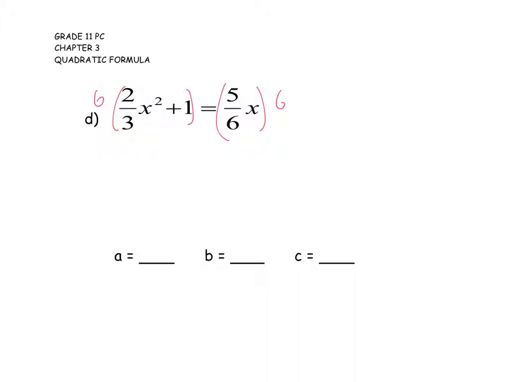Alright, and next step we're just going to basically multiply this in. So this 6 divided by 3 is 2. So you have 2 times 2x squared. So you're going to have 4x squared. There's no denominator on the 1, so you just multiply the 6 times the 1, which gives you 6. And here the 6 divides the 6 and cancels itself out, so what you're left with is 5x. Okay, so again you want equals 0 on one side, so I'm going to move this over here. So what you're going to have is 4x squared minus 5x plus 6 equals 0. And now your values of a, b, and c are all figured out.